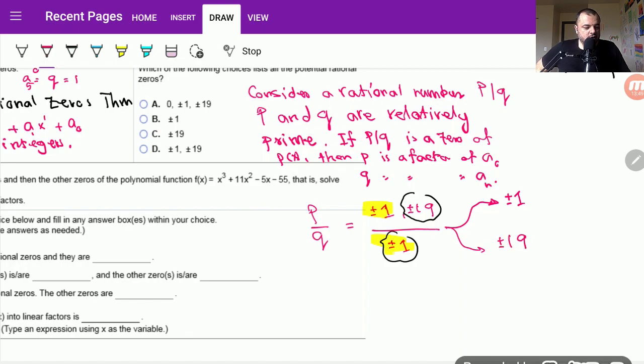These four numbers are the candidates to be the rational zeros of this polynomial. So we have only four candidates: 1, -1, 19 and -19. These are the rational candidates.